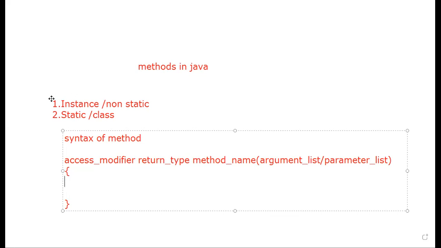There are two types of functions: instance and static functions. Now we see practically.